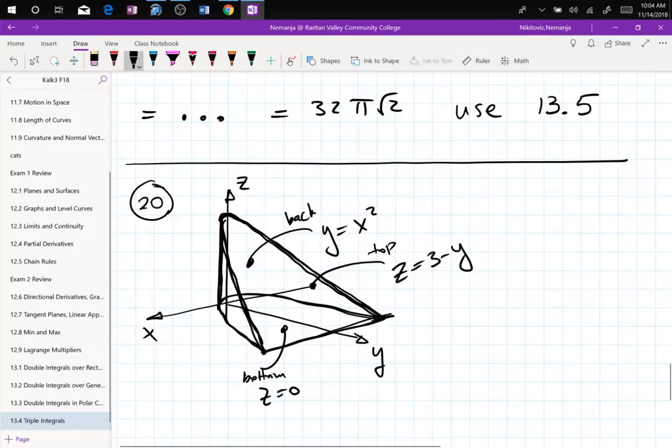So what am I going to do? Well, shine the light on the top. As I shine the light on the top, it gives me the xy region like this.